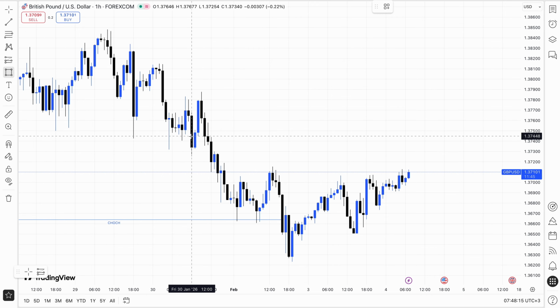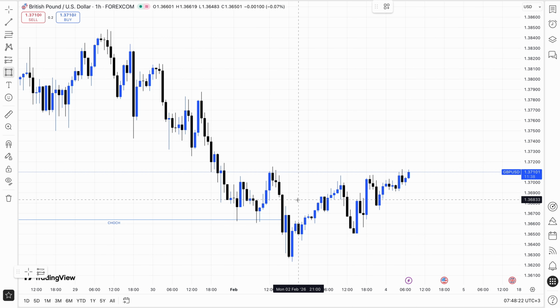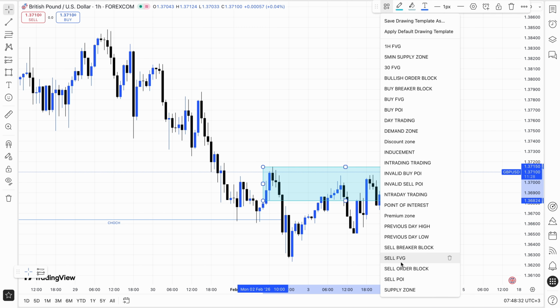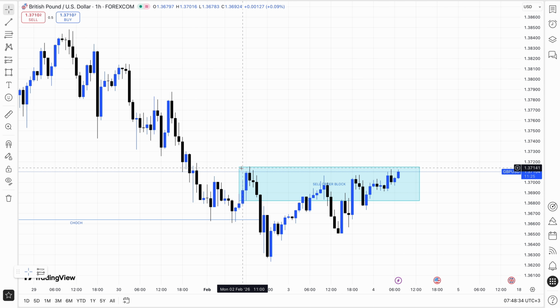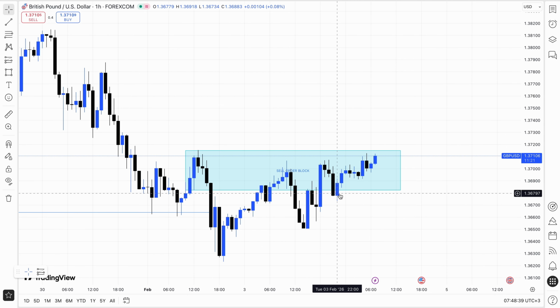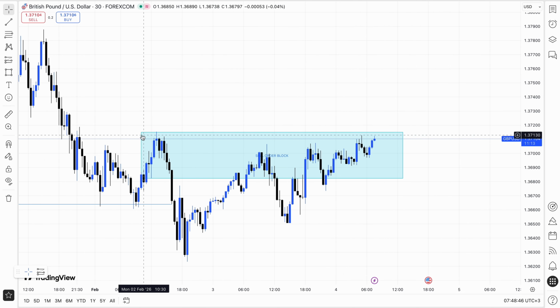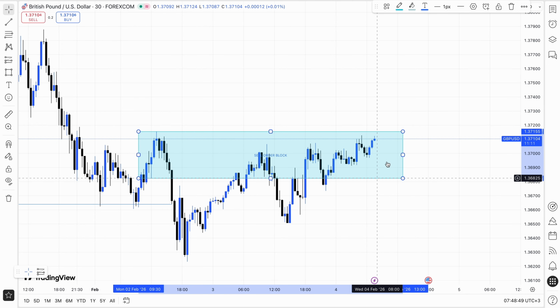Is this mitigated? Oh, it's not. You find out this. We had our order block, which is here. Then we need to see this order block holding this price if you want to sell from here. And we're gonna move to 30 minutes and we see what's really happened on 30 minutes.